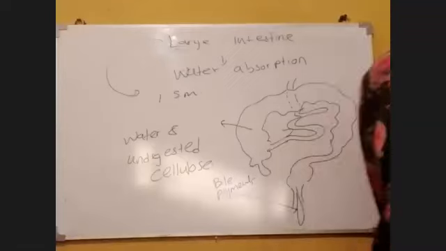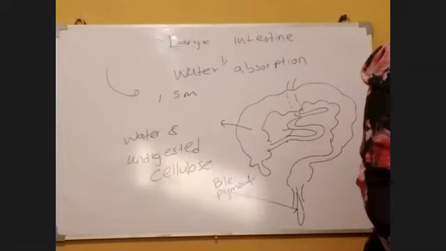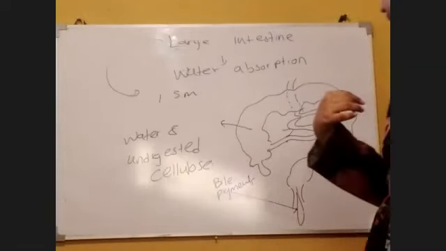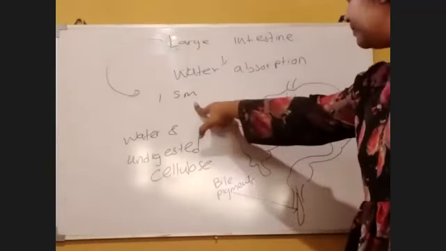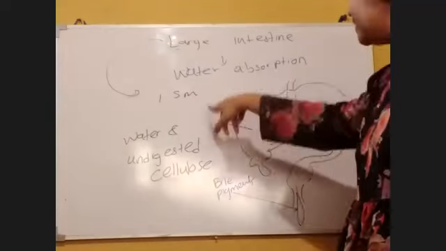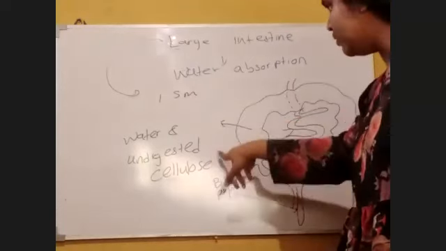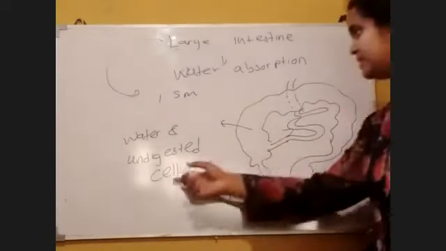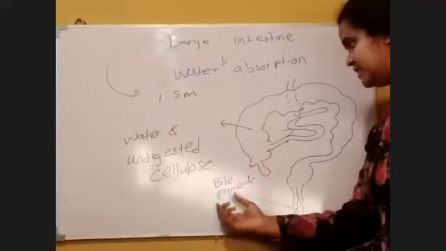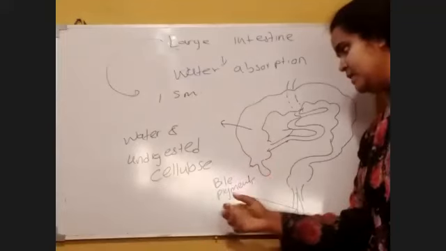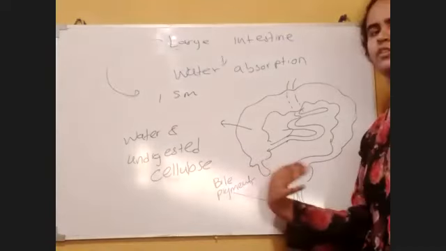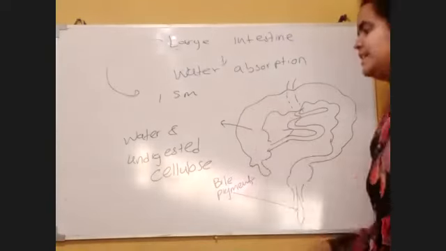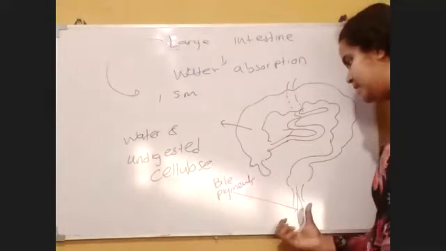So quickly write this down. That means the large intestine is 1.5 meters in length, and water absorption is taking place. Water and undigested cellulose are present in this large intestine, and bile pigments are also present in this large intestine. Due to the presence of bile pigments, fecal matter is yellow in color. Okay.